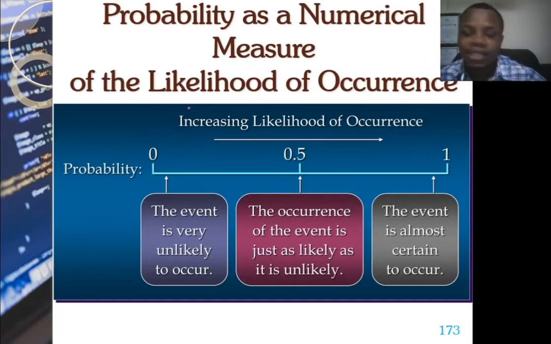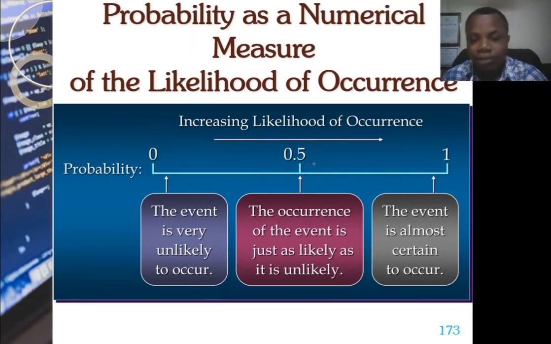Now let's see the true implication of these probabilities, or how we are going to interpret them on a basic level. Remember that probability goes from 0 to positive 1, and in between we have 0.5. Anytime you have a probability value within this region, getting closer to 0, this implies that the event is very unlikely to occur. The chances for that event to occur are very small. If it is exactly 0, it means that the event is not going to occur at all.